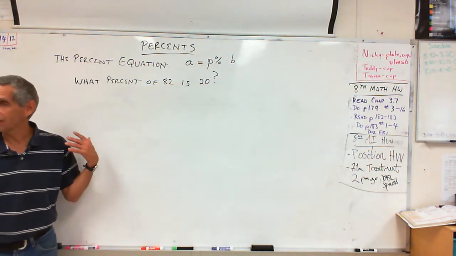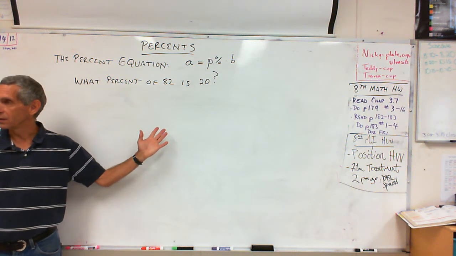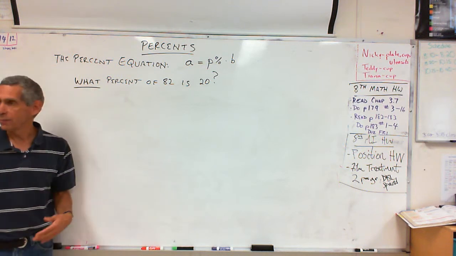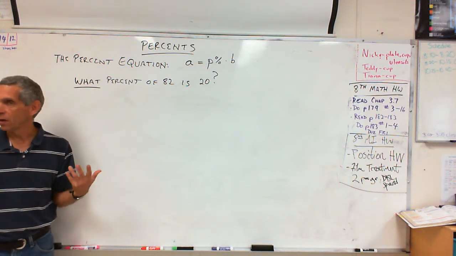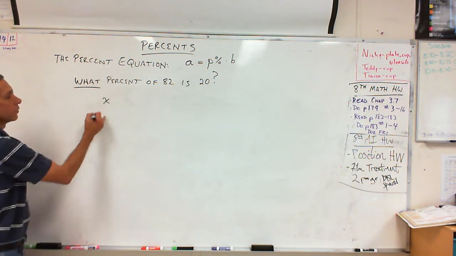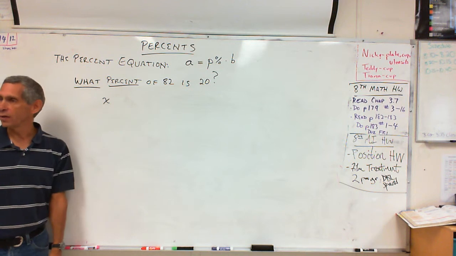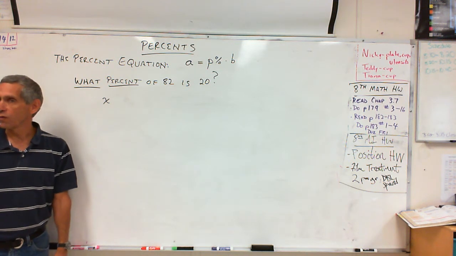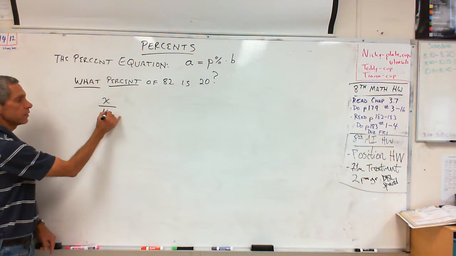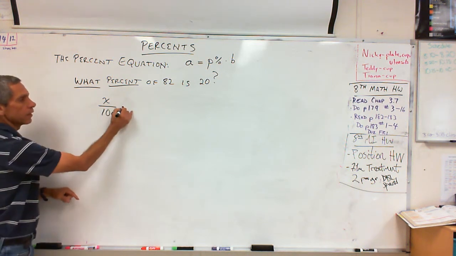I actually write an equation exactly like this sentence. What? Do we know what it is? No, it's an unknown, right? So what are we going to make it? X. Percent, now I don't want to draw percent, so what does percent mean? Over 100. So what percent is x over 100. Of means multiply.